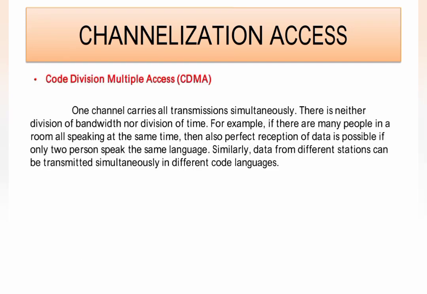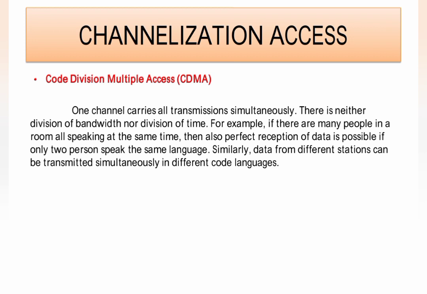The next one is code division multiple access. One channel carries all transmissions simultaneously. There is neither division of bandwidth nor division of time as in the previous methods. It is a combination of FDMA and TDMA. All stations can transmit data simultaneously, over the entire frequency all the time. Multiple transmissions are separated by a unique code sequence. Each user is assigned a unique code, and it combines both TDMA and FDMA.